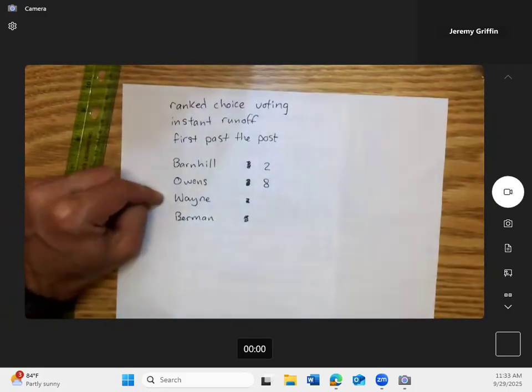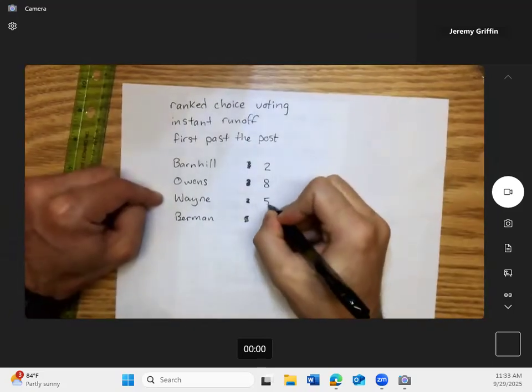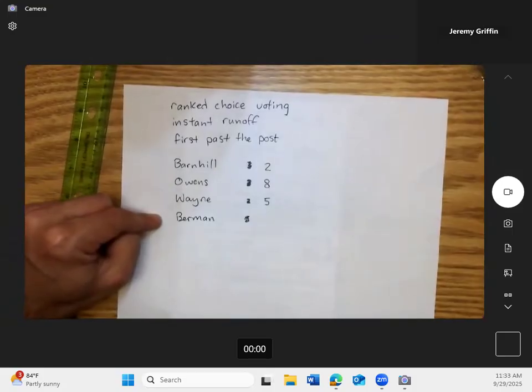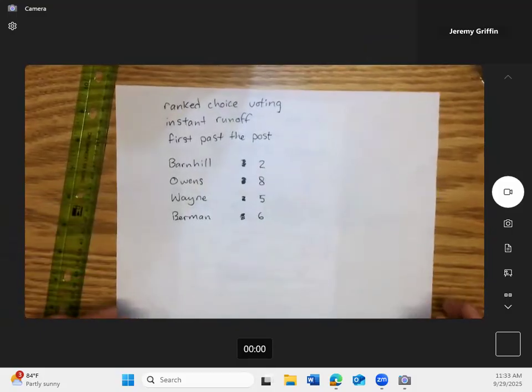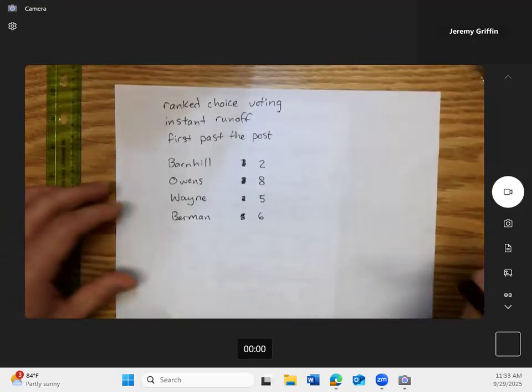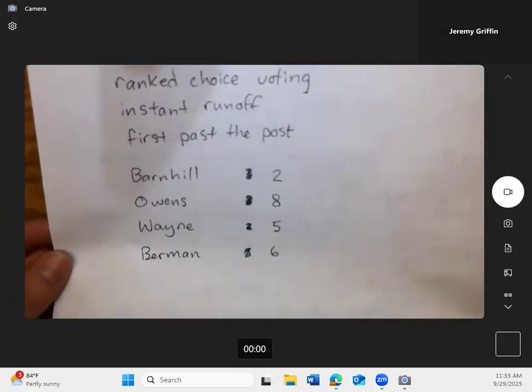Who's voting for Miss Wayne, number one? Miss Wayne got 1, 2, 3, 4, 5. Okay, count 5. Who's voting for Miss Berman, number one? Got 1, 2, 3, 4, 5, 6. Count 6. So it comes out like that. This is a pretty good set of numbers for the demonstration I'm going to do with you guys. So that's who everybody likes as their favorites.